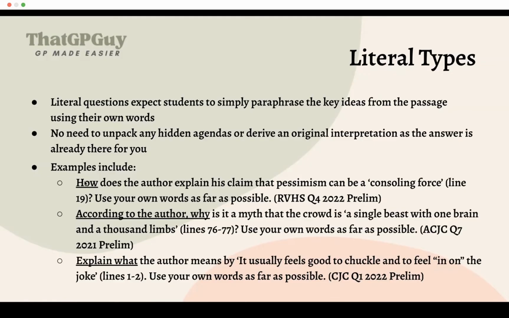I think how questions generally, for most of the time, are literal questions, because when they ask you how does the author explain something or how does the author prove something, he's asking you what did the author say, what did the author do to prove his point. So you just have to go and find out what points he mentioned, or what techniques he had used to prove his point. That's it. Just go and identify it and rephrase it in your own words.